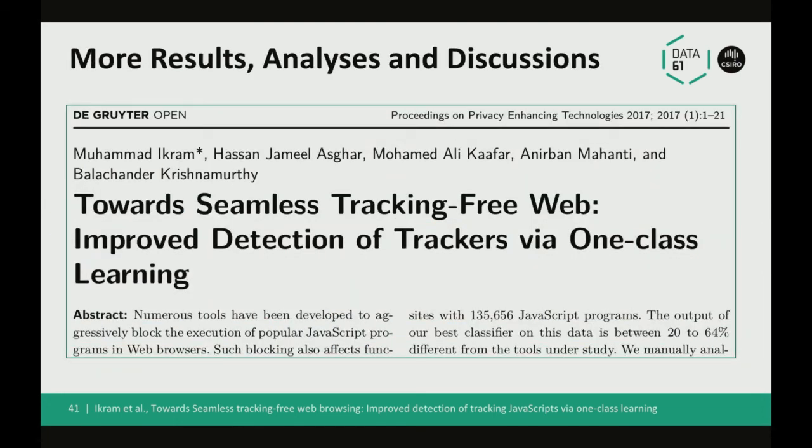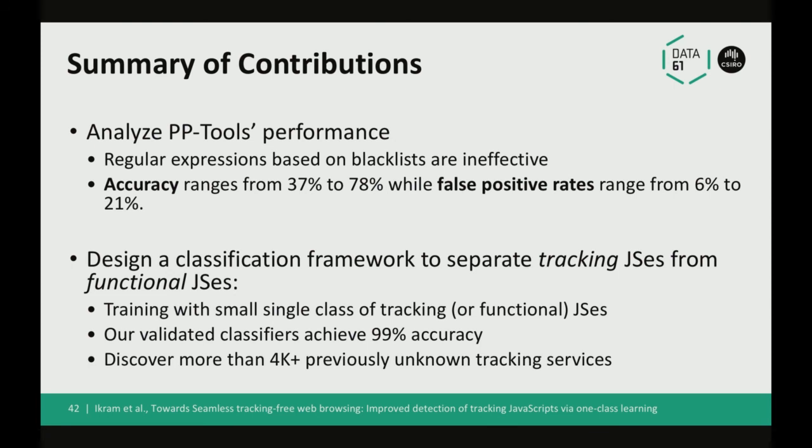There are further details about our work, including certain limitations in the case of JavaScript obfuscation, and further analysis of our approach is given in the paper. I recommend reading our paper for further detail. In conclusion, what I have shown is that existing privacy preserving tools based on regular expressions on the URL or URL patterns are ineffective. When they are very aggressive, they block functional JavaScripts, and when they are least aggressive, they overlook a huge amount of tracking JavaScripts.